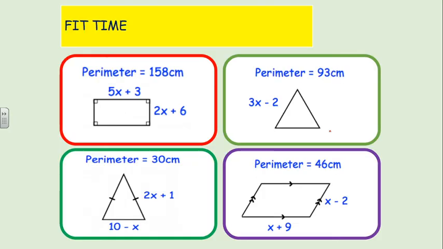So there's 4 here for you to try. So have a go at these. Same idea. And then come back for the answers once you've got them.